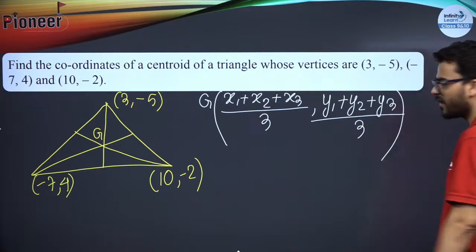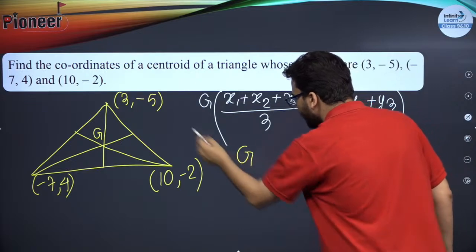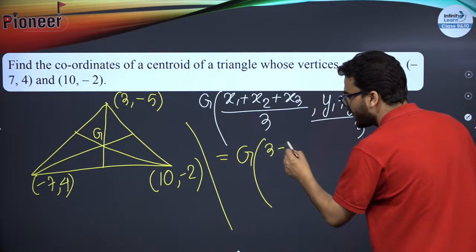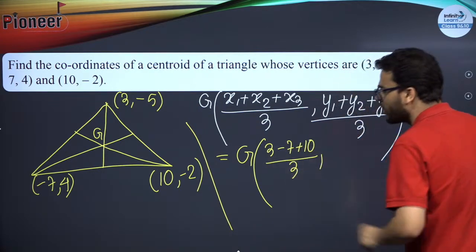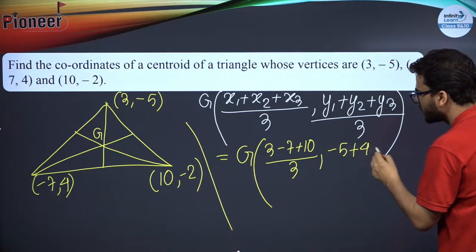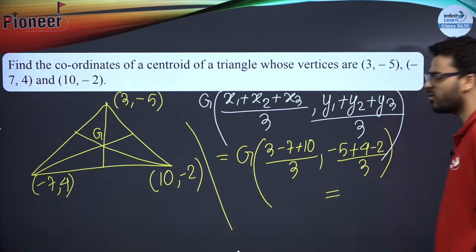Just put the values over here, you will get the answer. So over here the coordinates of the centroid will be what, guys? If I put the values, it will be (3 minus 7 plus 10) by 3, and the y coordinate is equal to (minus 5 plus 4 minus 2) by 3. So if you simplify, you will get the answer. What are you getting over here?